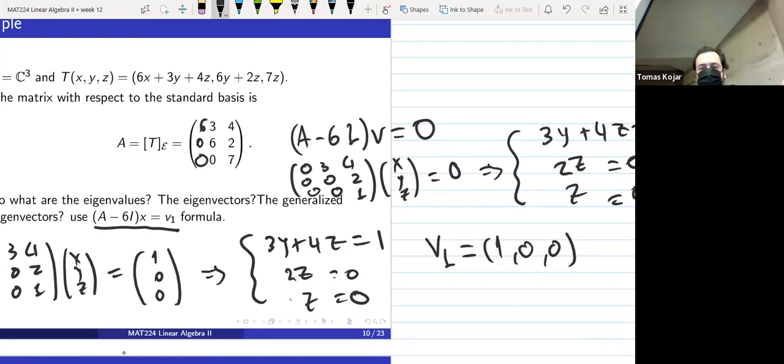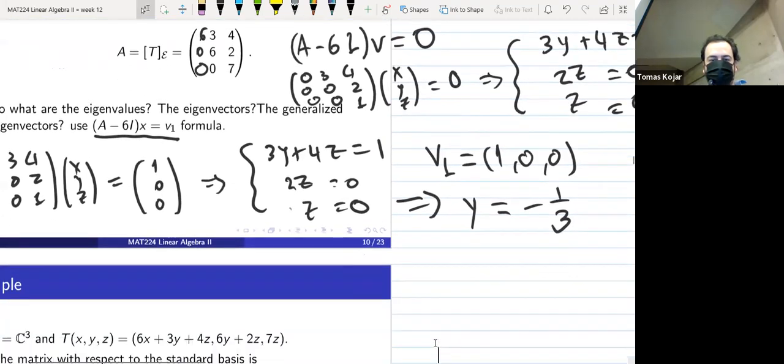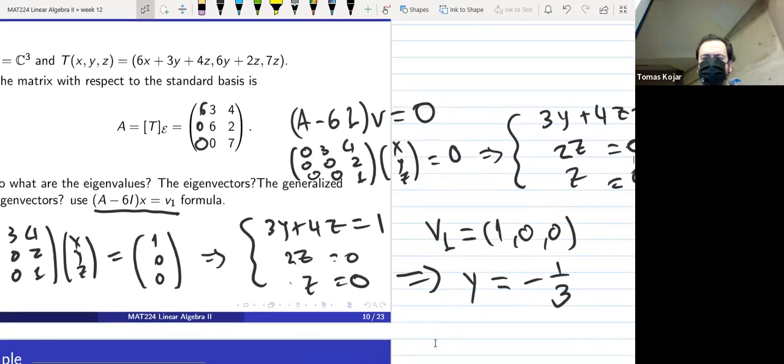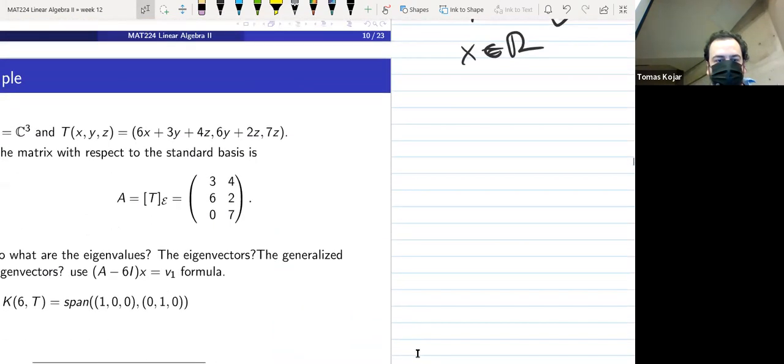Yeah, so z is 0, so z is dead. X is any number, and y will be minus 1/3, right? So my generalized eigenvector, which I hope I wrote. Oh yeah, I don't know why I wrote. I'm sorry. Okay, and then x is anything. X is a real number. Okay. So what did I say here?